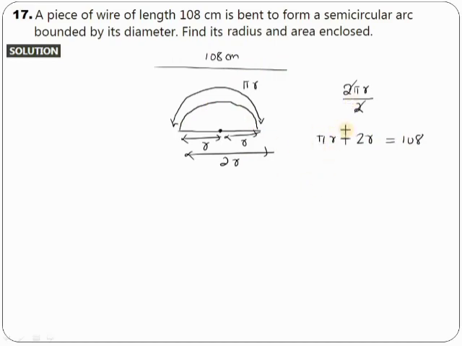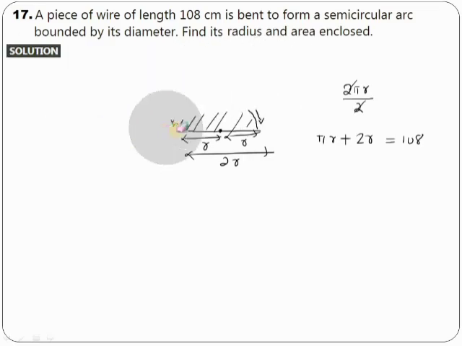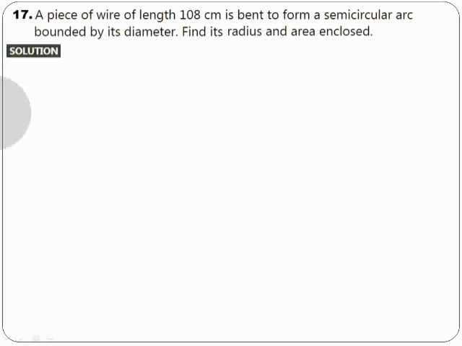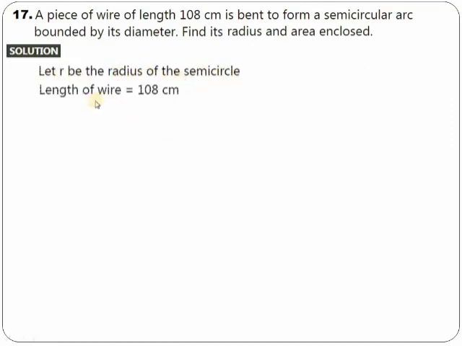Now the question is asking, find the value of r, that is the radius, and the area enclosed, that is, you have to find this area. Is that clear? Okay, so having understood the concept, let's see the solution. So we have, let the radius of the semicircle be r. So the length of the wire is given to be 108. I told you the length of the wire will be equal to pi r, that is the arc, the curved part, plus the diameter, which is 2r.